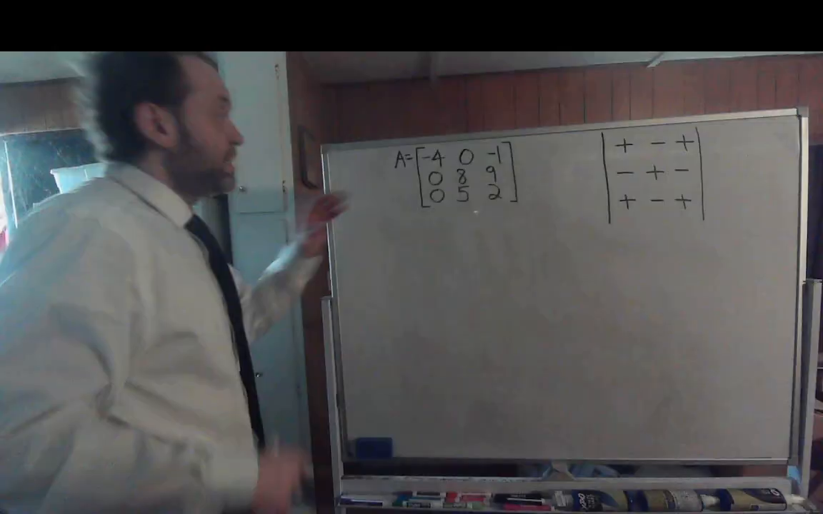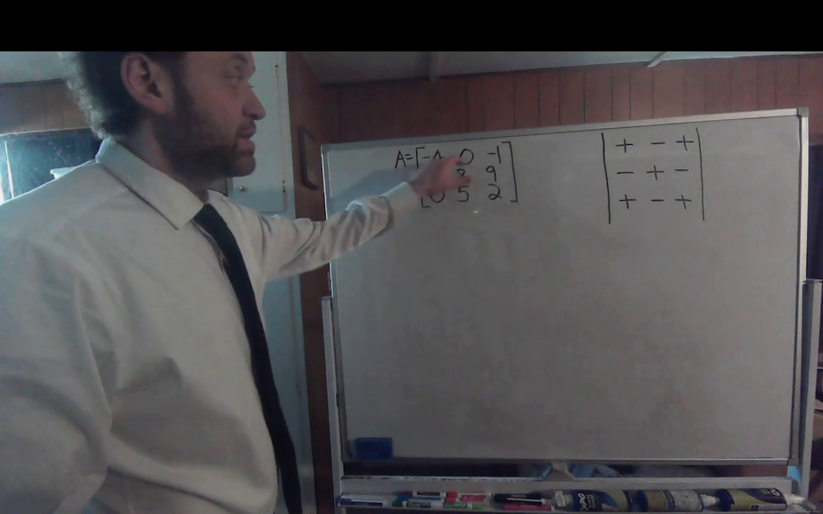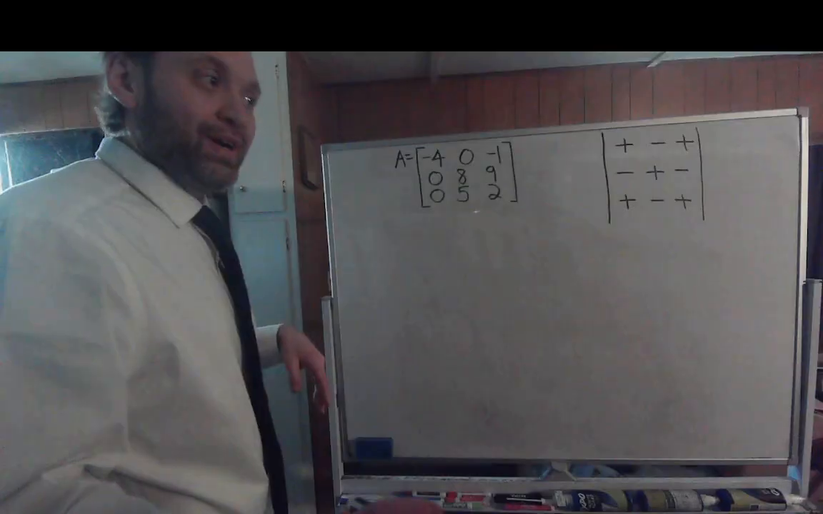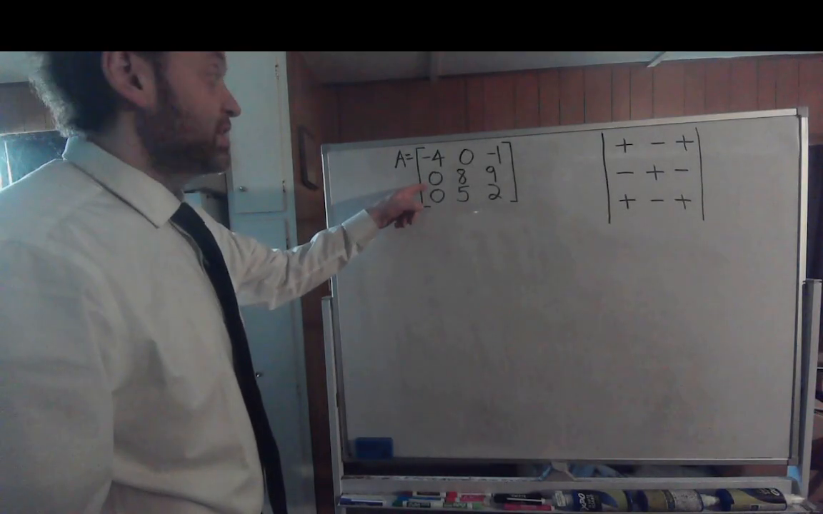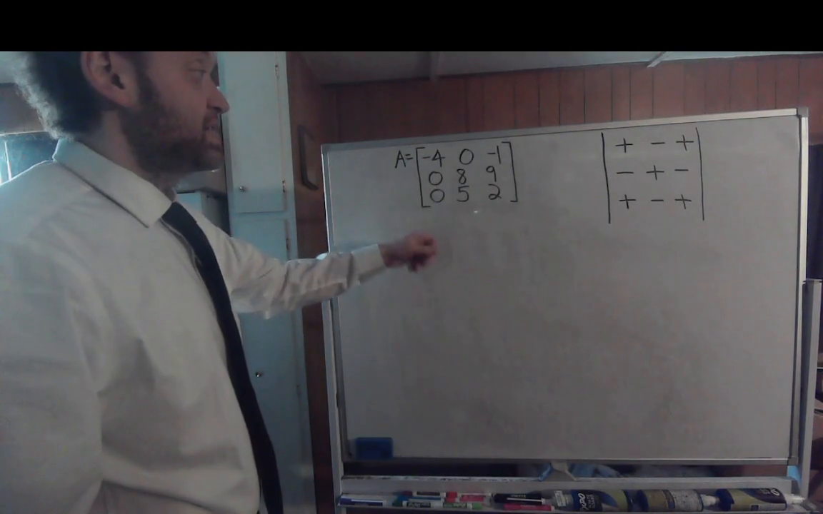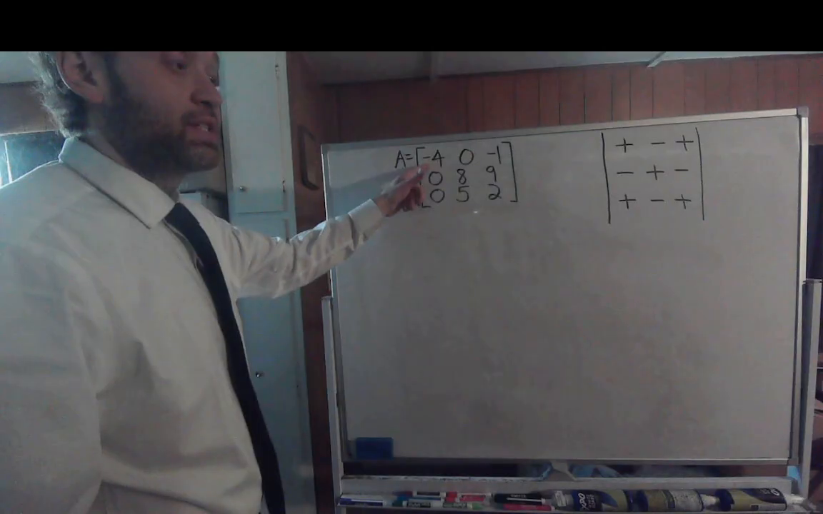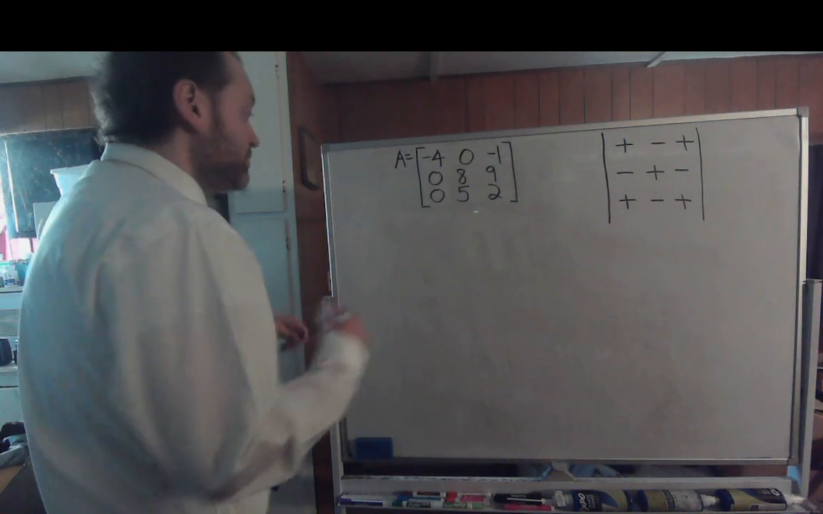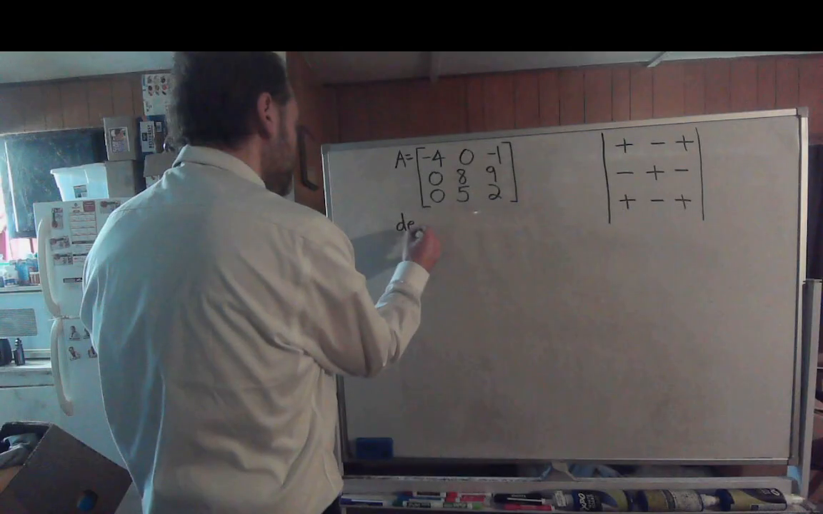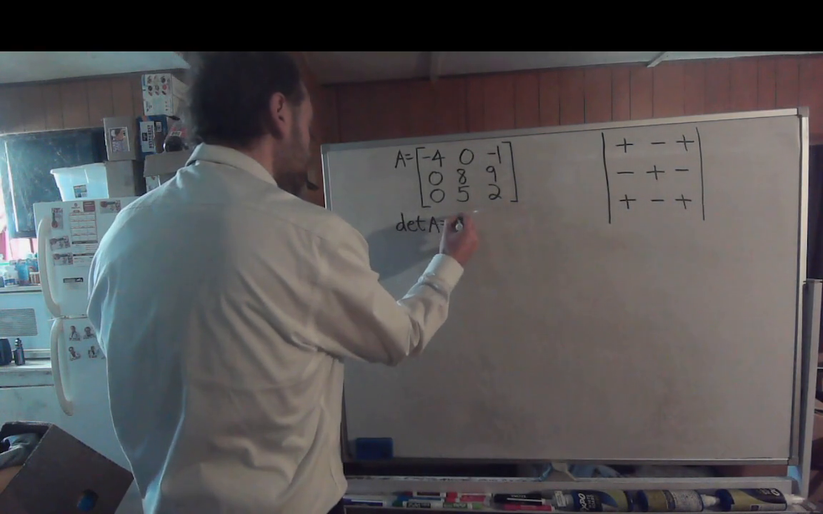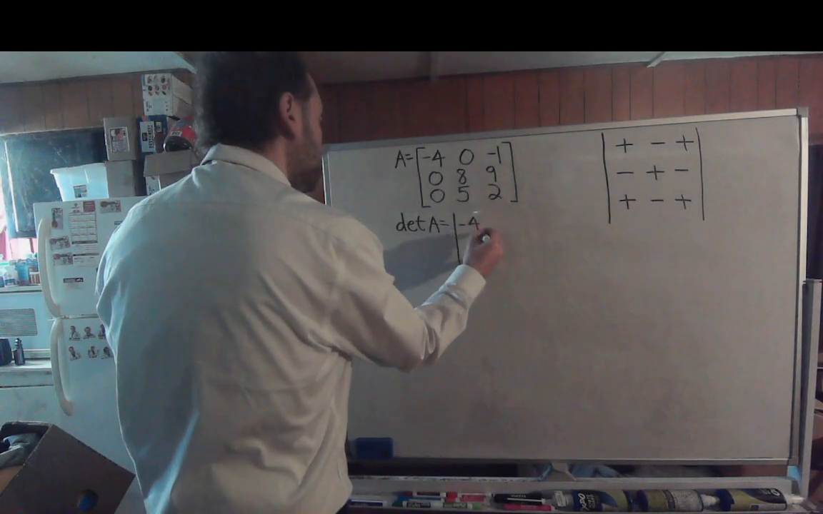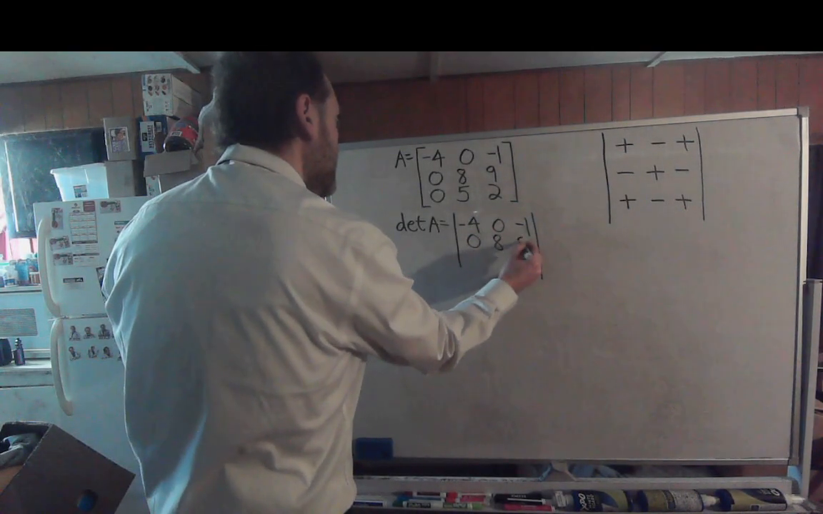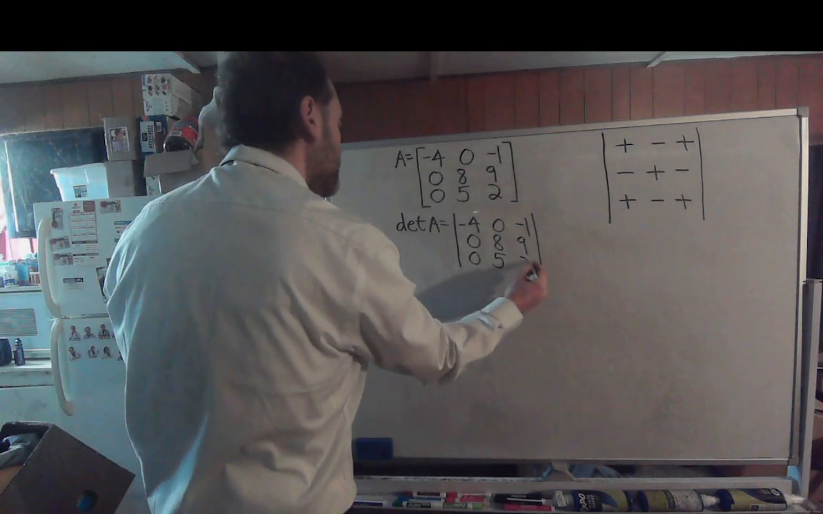Alright, so here is matrix A with entries negative 4, 0, negative 1, 0, 8, 9, 0, 5, 2. Nice one, because we have a column here that has 2 zeros. So if we stick with column 1, we only got to deal with one determinant, which is nice to get our minor. So let's set up the determinant notation to make life easier. Negative 4, 0, negative 1, 0, 8, 9, 0, 5, 2.